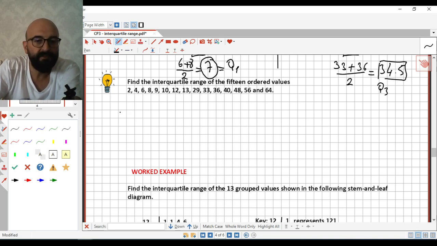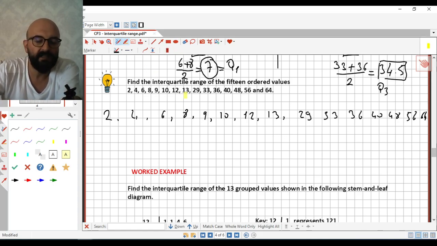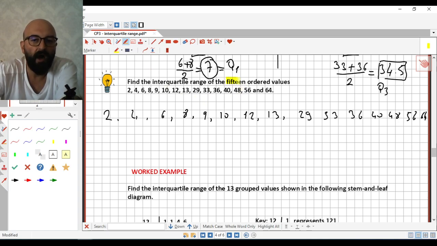In the other section, we have 15 ordered values: 2, 4, 6, 8, 9, 10, 12, 13, 29, 33, 36, 40, 46, 48, 56, and 64. And the first step, we should find the middle of these ordered values.